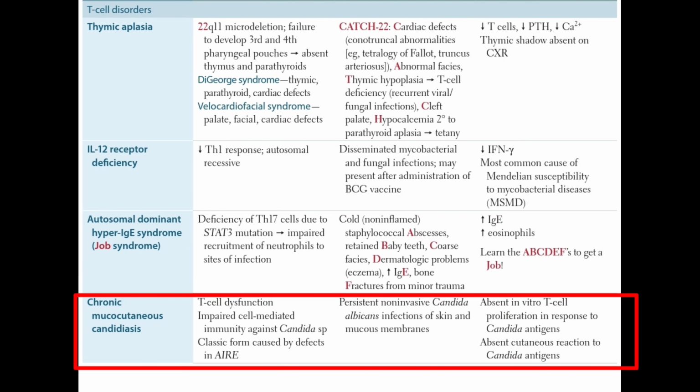Now let us talk about chronic mucocutaneous candidiasis. The main defect is T-cell dysfunction and impaired cell-mediated immunity against Candida species, and the classic form is caused by a defect in AIRE. The presentation is persistent non-invasive Candida albicans infection of the skin and mucous membranes. The findings are absent in vitro T-cell proliferation in response to Candida antigens, and also an absent cutaneous reaction to Candida antigens.